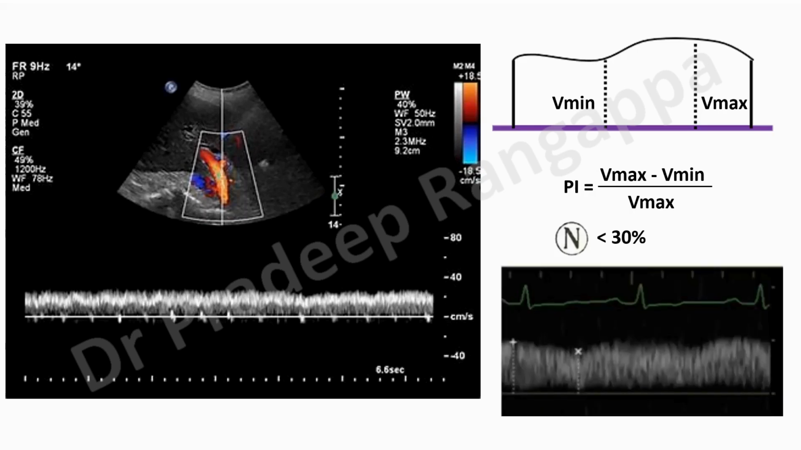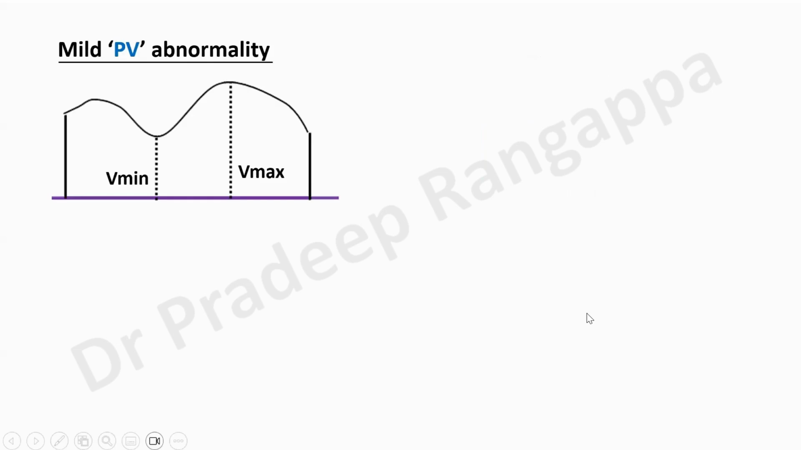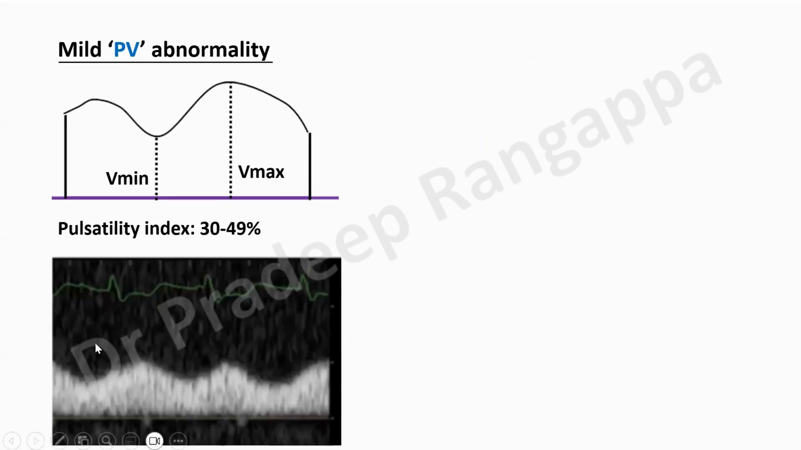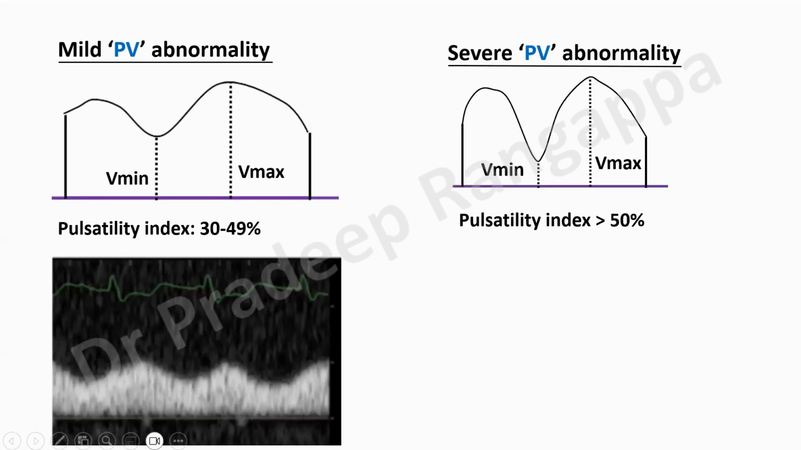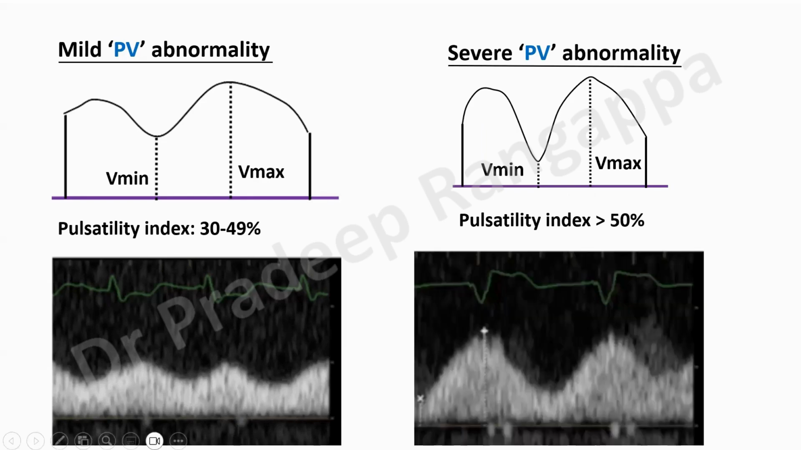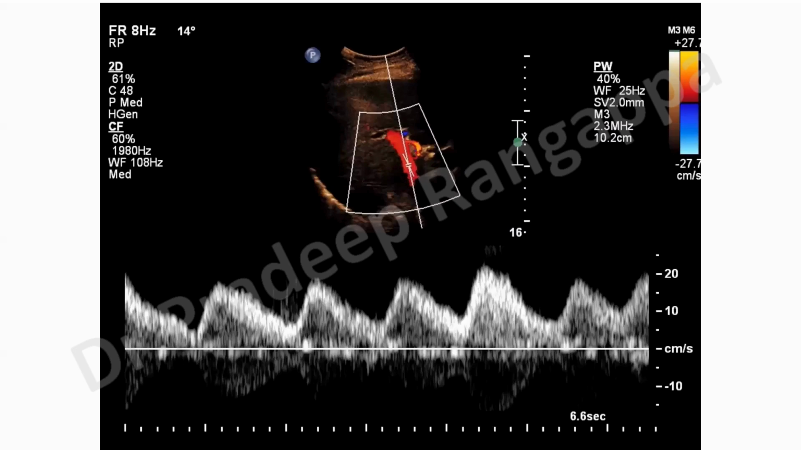So if you put the Doppler, you see a monophasic wave like this with a minimal variation. If there is a mild variation like this, then you have to look at the pulsatility index. If 30 to 49%, then it is grade 1 or mild portal vein congestion. If there is a severe variation where there is a huge peaking of the maximum and minimum wave and the pulsatility index is more than 50%, then it is severe portal vein congestion. So this is about the portal vein.